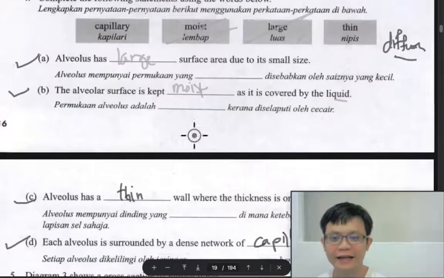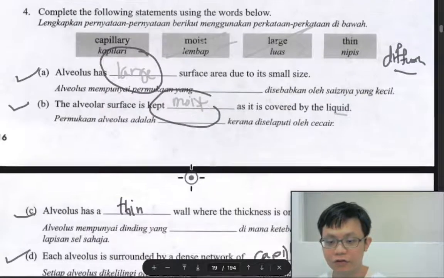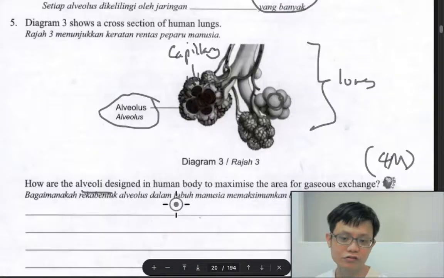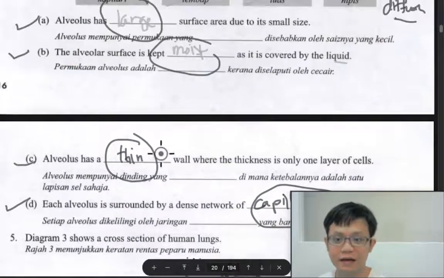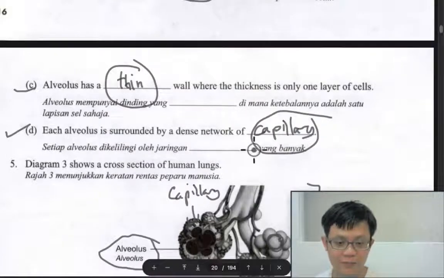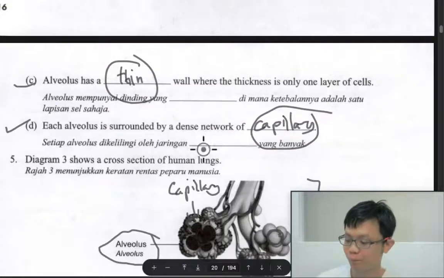So one answer, two answers, three answers, four. Very easy. You just use your own words. You just say it is large, so that blah blah blah; it is moist, blah blah; it is thin, blah blah blah; it has a lot of capillaries, blah blah blah. Can or not?